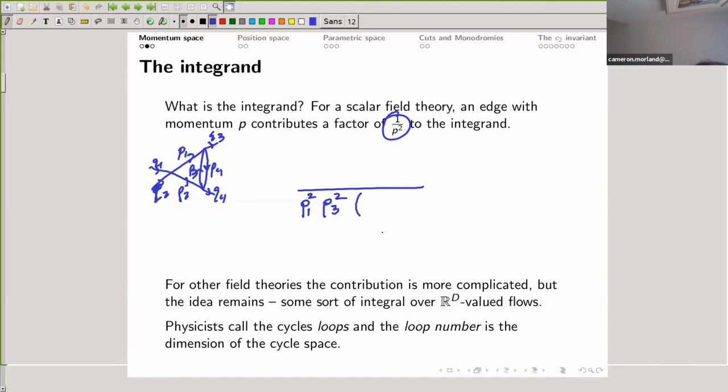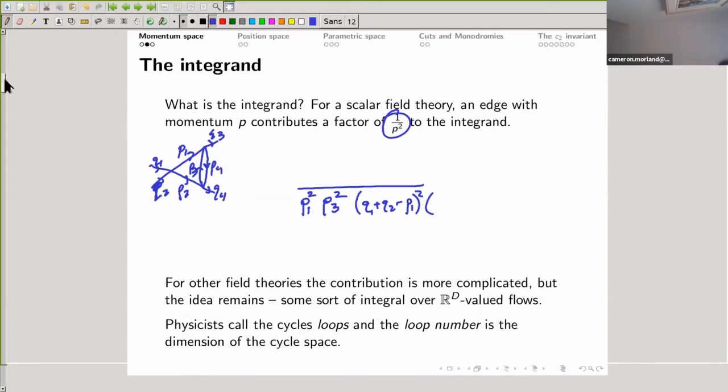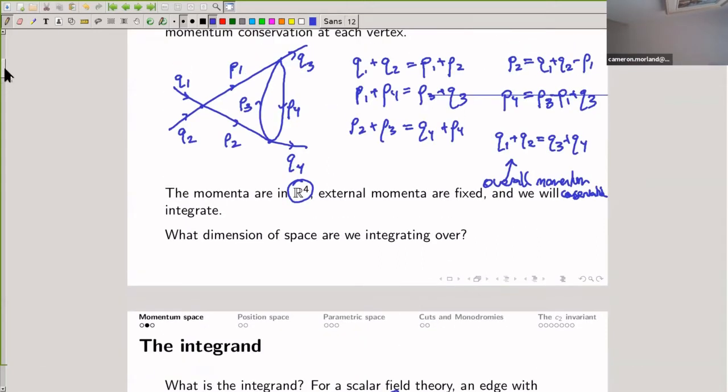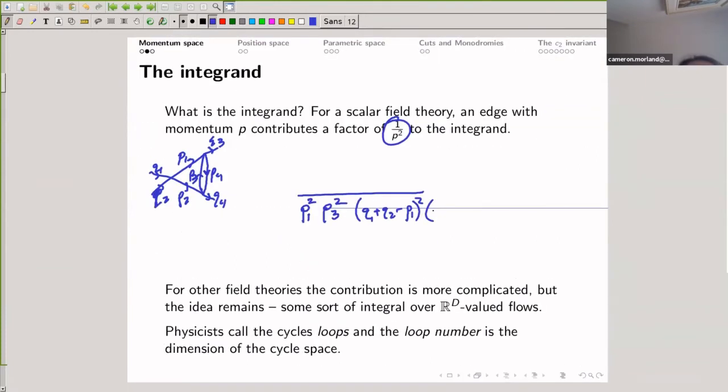What was P2? P2 was Q1 plus Q2 minus P1, norm squared. And then what was P4? Well, P4 was whatever we wrote down on the other page. I'm going to go and check, because I'm already getting flustered by things going wrong. P3 minus P1 plus Q3. Okay, and so we're going to integrate that, d4P1, d4P3, and those are both integrals over R4.